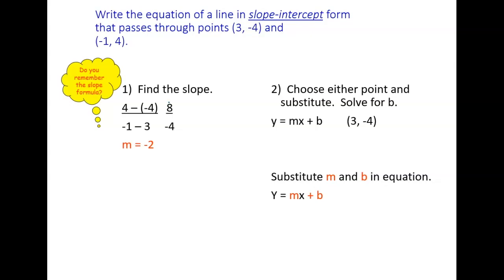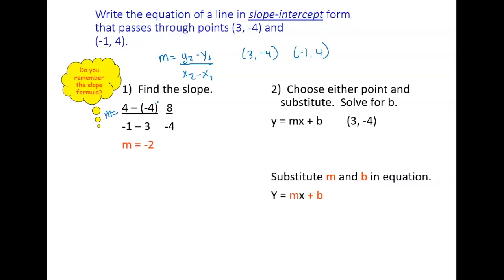So we have step 1. Unlike the last step, where we were just able to sub the slope into our equation, step 1 is going to require us to find the slope. So we know that to find our slope, it's y2 minus y1 over x2 minus x1. So my points that I was given are 3 and negative 4 and negative 1 and 4.